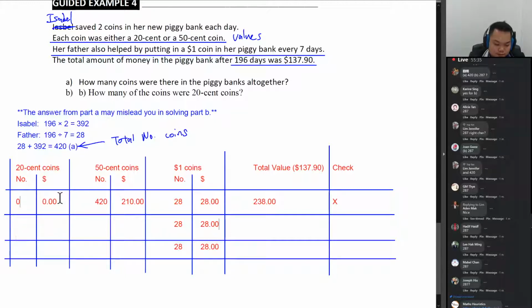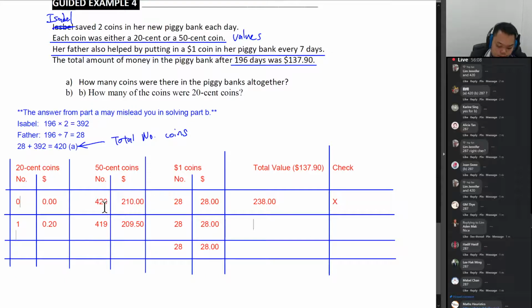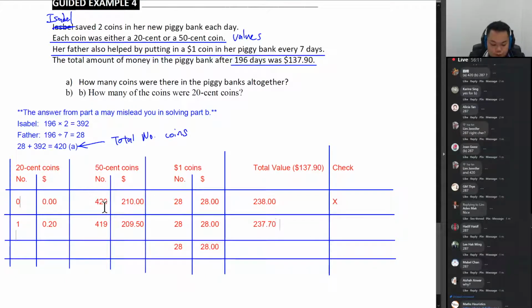Okay, yeah. Okay, wait. A lot of you got the answer already, so fast. Give me a while. So now this will be 1. If this is 1, the smallest replacement you can make is what? You take out one 50-cent coin and you put in one 20-cent coin. So by doing this, the total value that you will get will be 237.70. This will still be wrong.